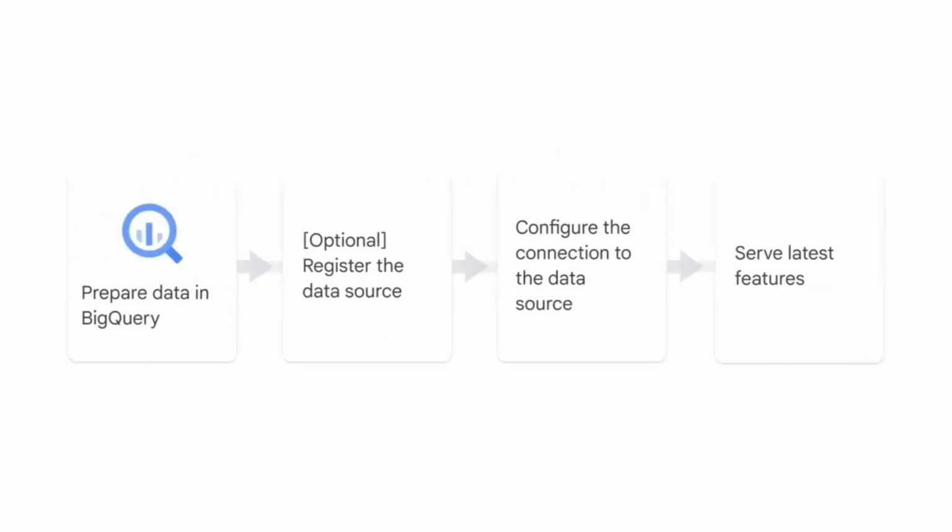The workflow to set up and start real-time online serving using Vertex AI Feature Store can be summarized as follows. First, prepare the data source in BigQuery. Optionally, register the data sources by creating feature groups and features. Set up online store and feature view resources to connect the feature data sources with online serving clusters, and serve the latest feature values online from a feature view.